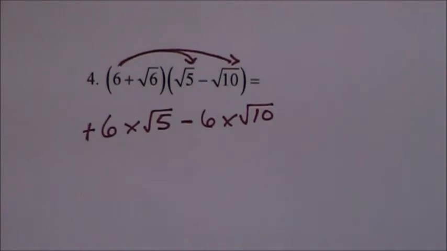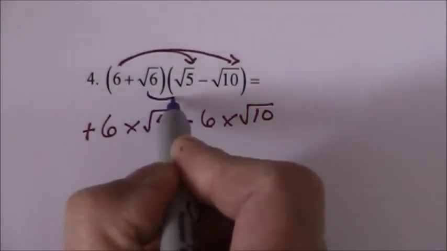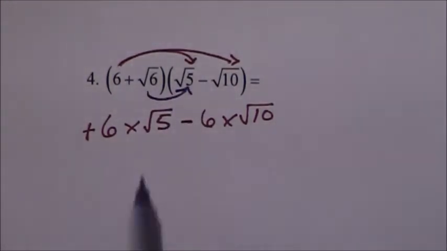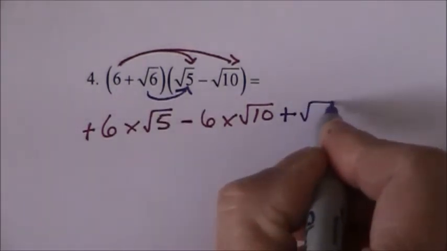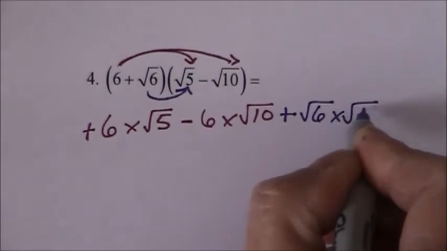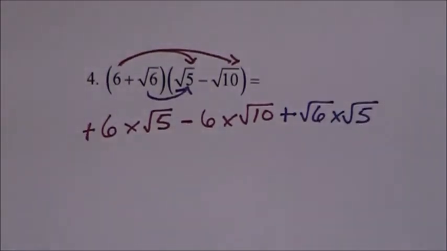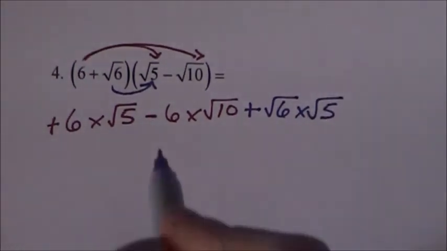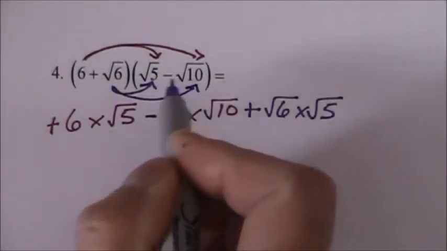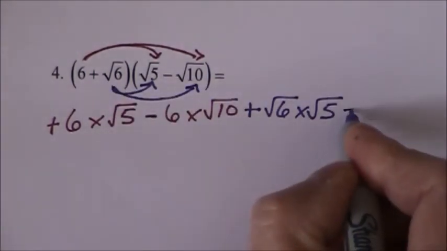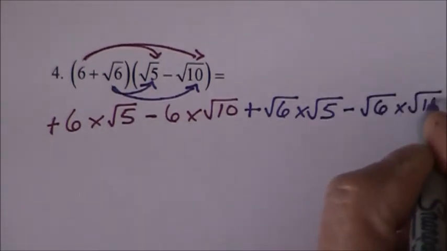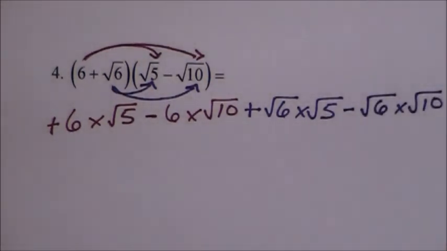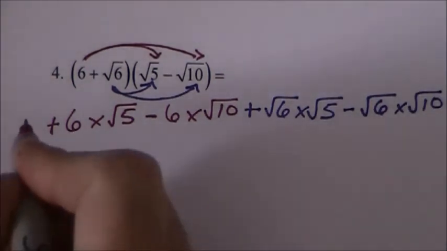As we look at our square root of 6, it's going to start multiplying everybody in the second set of brackets. Positive times a positive is a positive. Square root of 6 times square root of 5. And then multiplying these guys together. Positive times a negative is a negative. Square root of 6 times square root of 10. So there's what it would look like if we were to write it without the brackets.